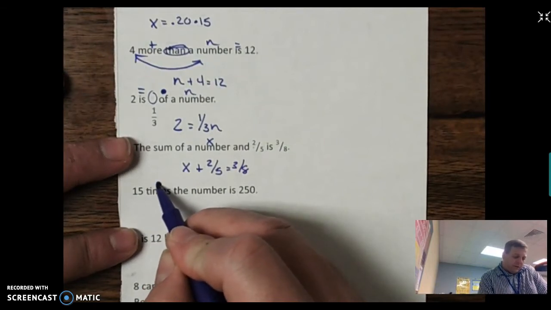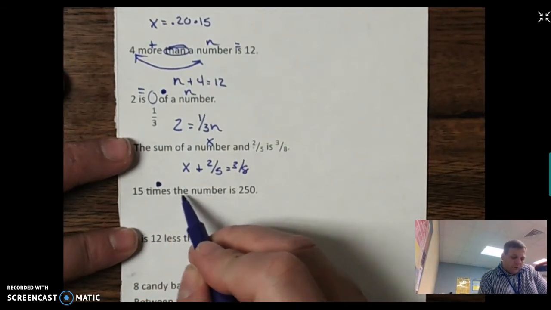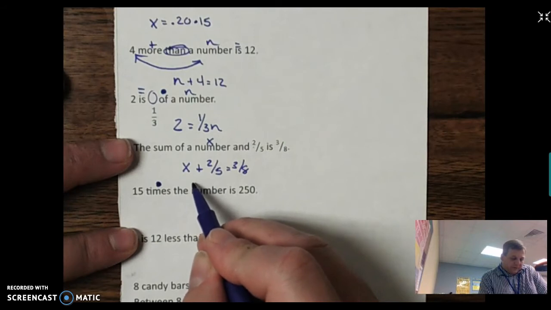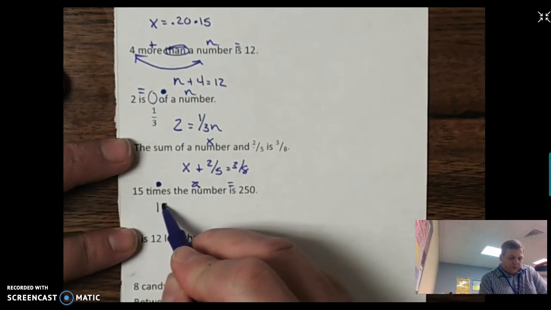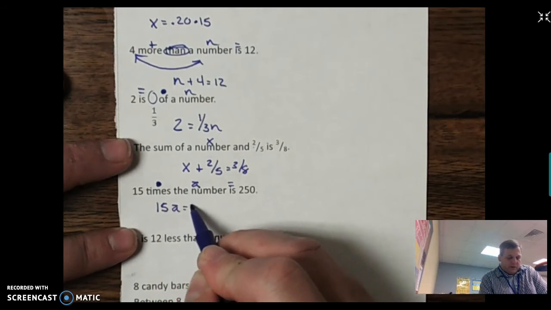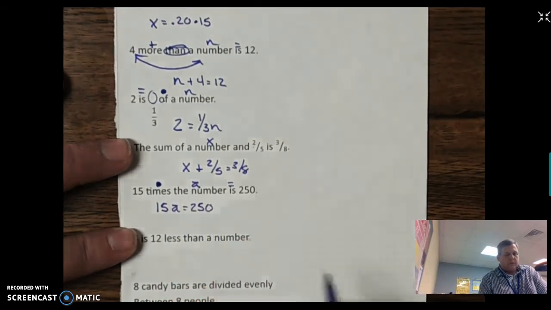15 times, oh, that was nice of them. The number, or a number, so let's make that a, equals 250. So 15 times a equals 250.